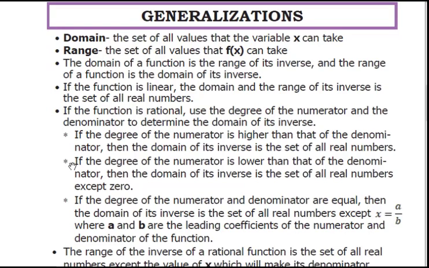If the degree of the numerator is higher than that of the denominator, then the domain of its inverse is the set of all real numbers. If the degree of the numerator is lower than that of the denominator, then the domain of its inverse is the set of all real numbers except 0. If the degree of the numerator and denominator are equal, then the domain of its inverse is the set of all real numbers except for x equals a over b, where a and b are the leading coefficients of the numerator and the denominator of the function.